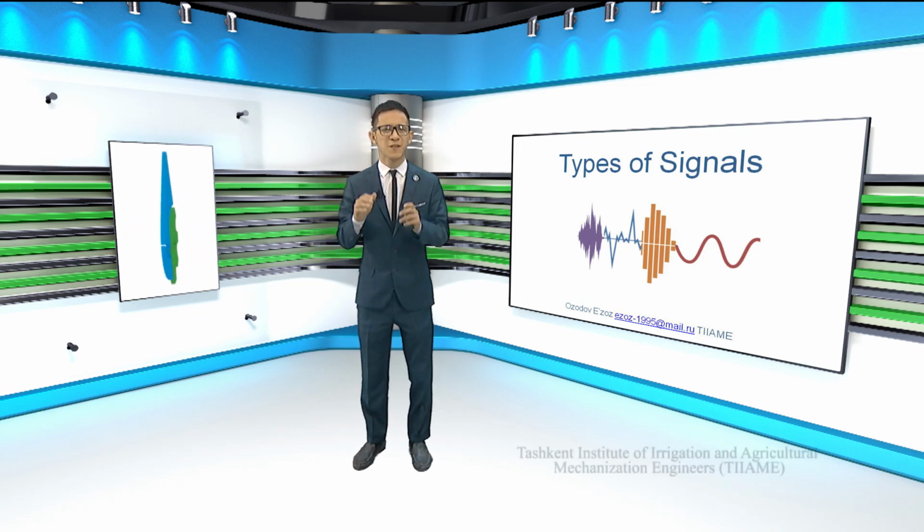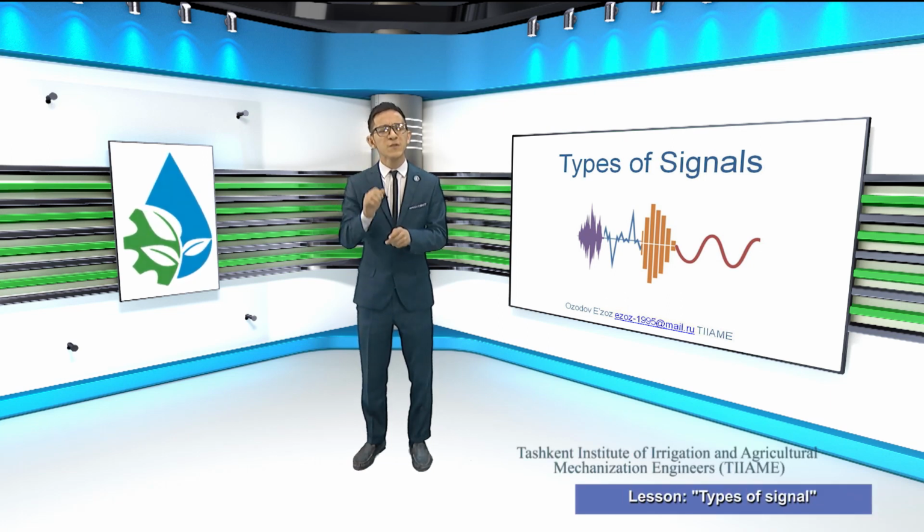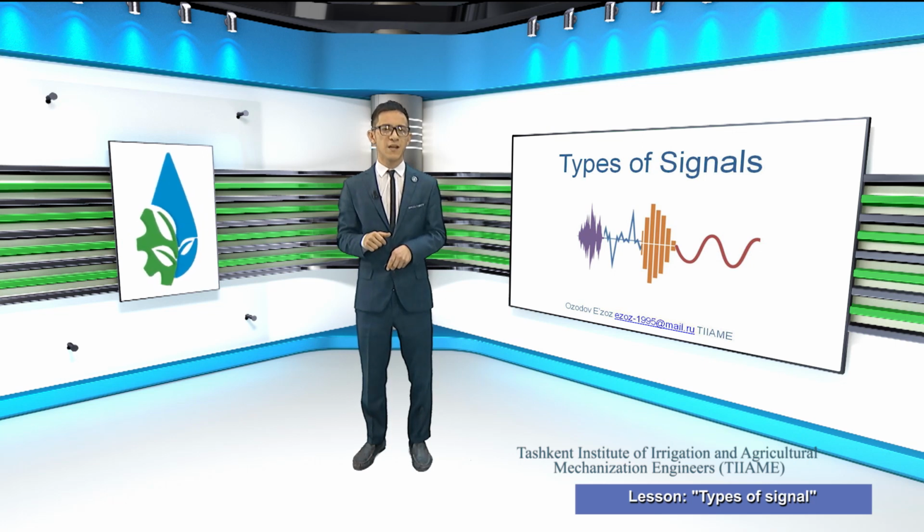Today I want to talk about the most exciting and interesting theme in automation: signals, the types of signals, where they are used, and why they are so important in our technology process.